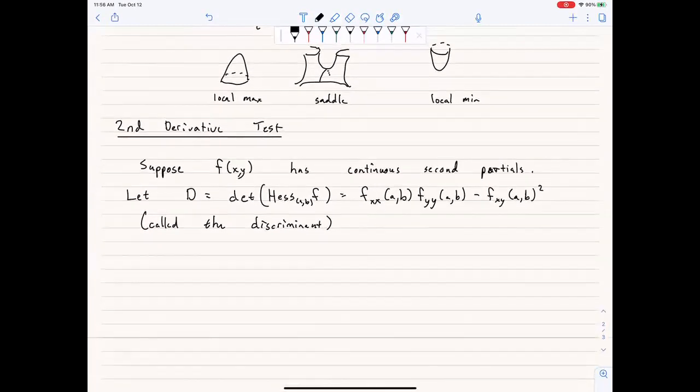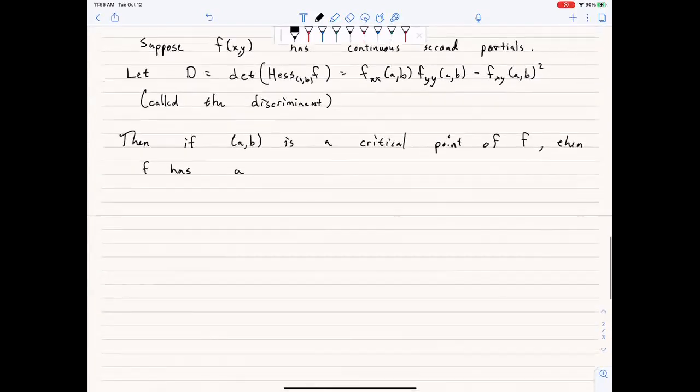Then if (a, b) is a critical point of f, then f has a local max at (a, b) if the discriminant at (a, b) is positive, and the second partial of f with respect to x is negative.